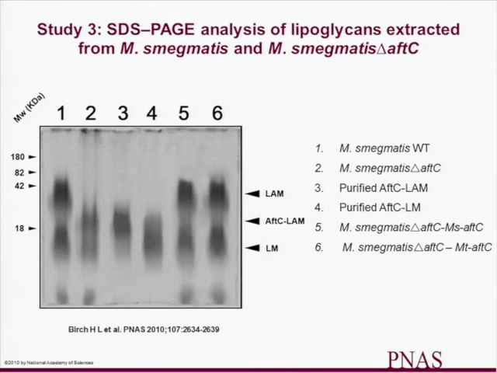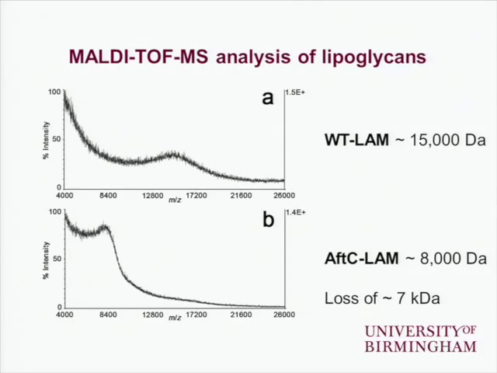And it was interesting that here's a wild-type profile of LM and LAM, and here's our mutant, and you can see the product's shifted, so we're getting a slightly smaller product of LAM in our mutant. So we went on to purify both the lipoarabinomannan and the lipomannan from the mutant. And it was clear that the shift in size was also reflected in the shift in size based on mass spectrometry.